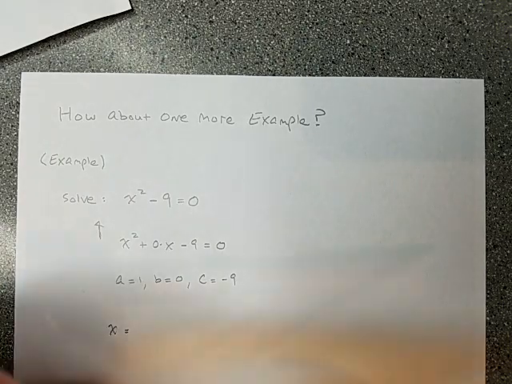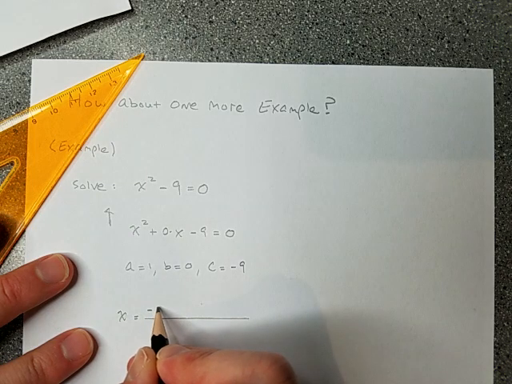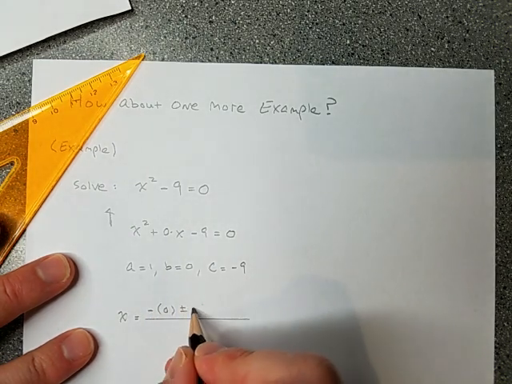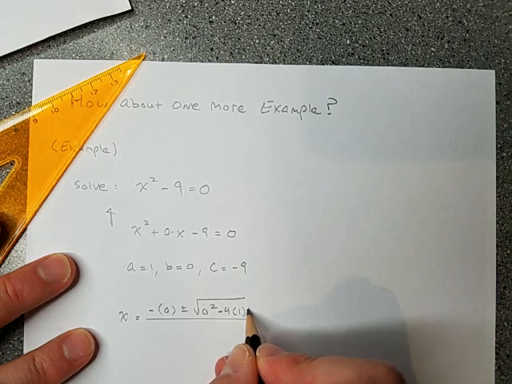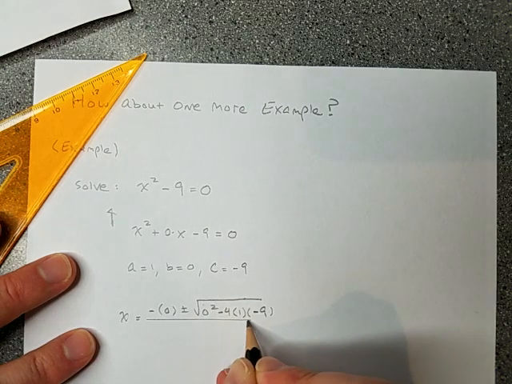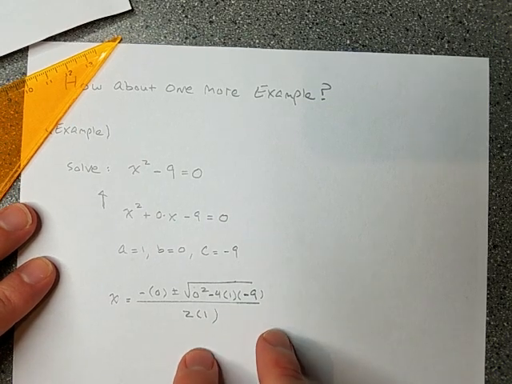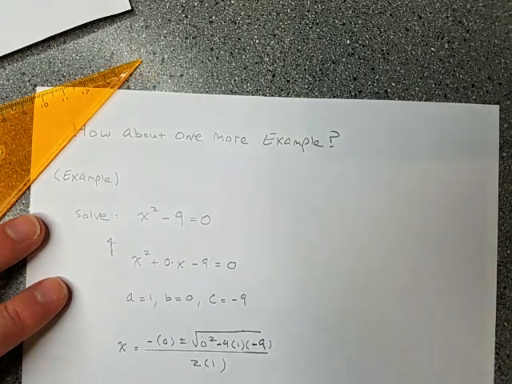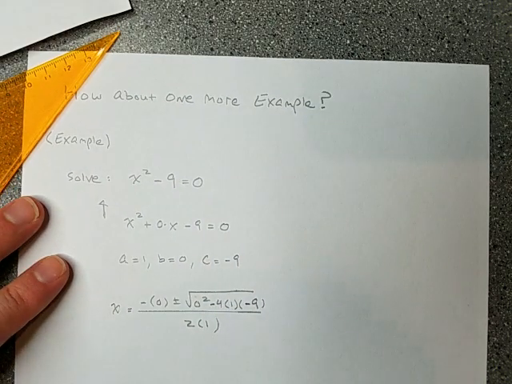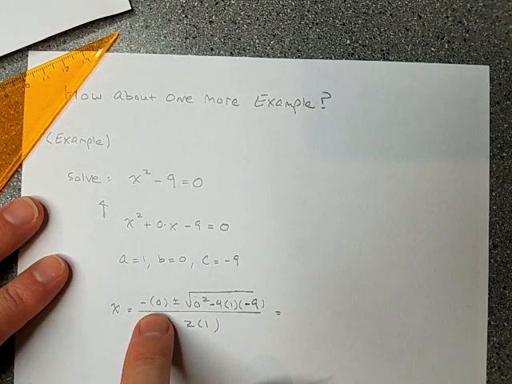Quadratic formula tells me my answers to that problem right there are going to be negative b plus or minus the square root of b squared minus 4ac over 2a, right? That's what the quadratic formula says, and that's what's going to give me my answers to this. I know the answer is going to be 3 and negative 3, though, but let's verify that we can do it this way. Let's see what we can do with this. What's the opposite of 0?